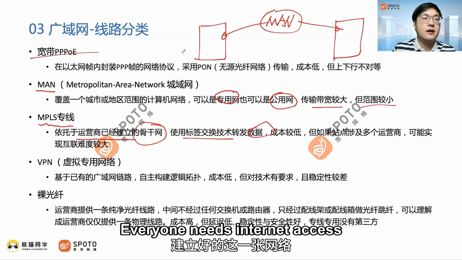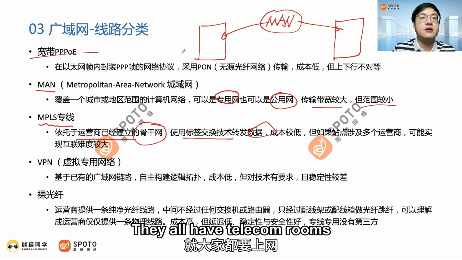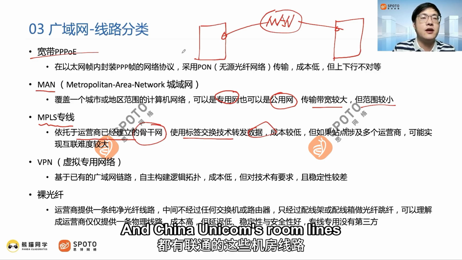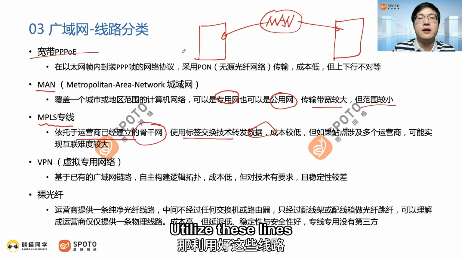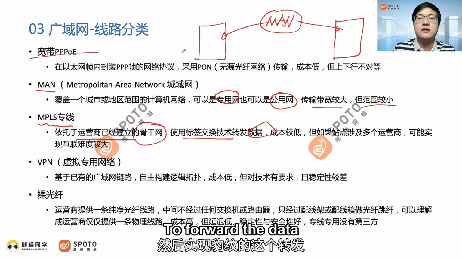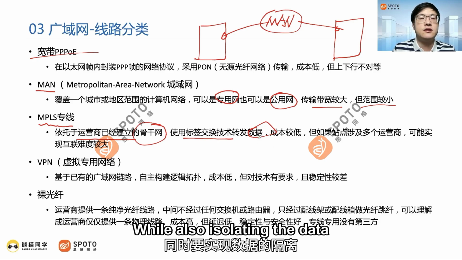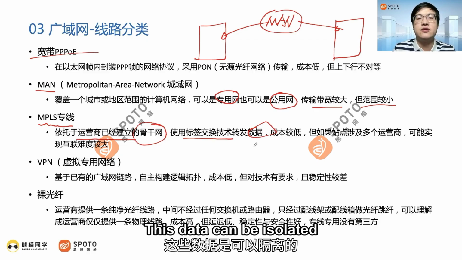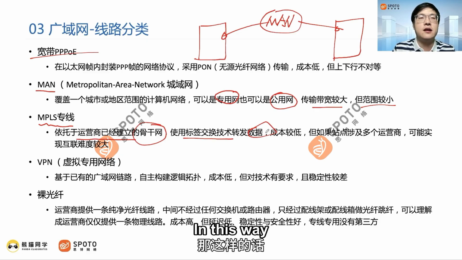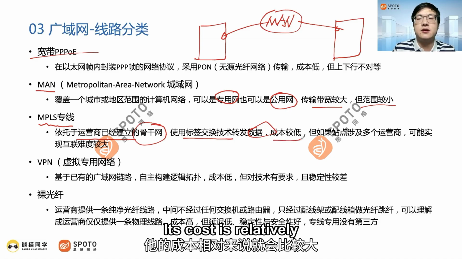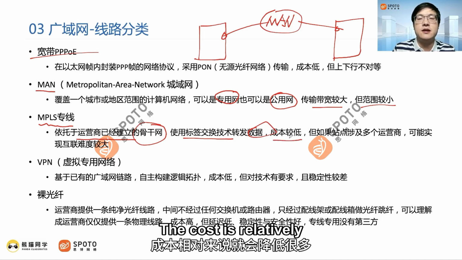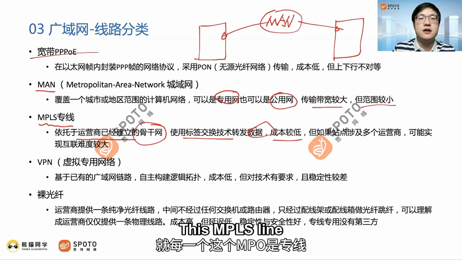Everyone needs internet access, right? They all have China Telecom and China Unicom's lines. Utilize these lines to forward the data, while also isolating the data. This data can be isolated. In this way, the cost is much lower, relatively speaking, than a dedicated line.